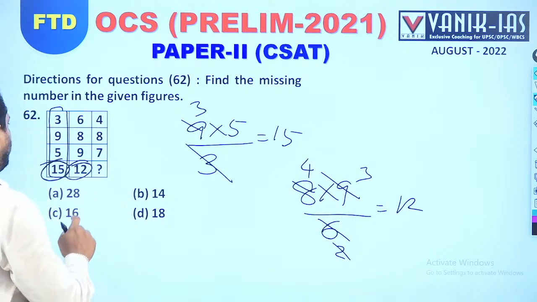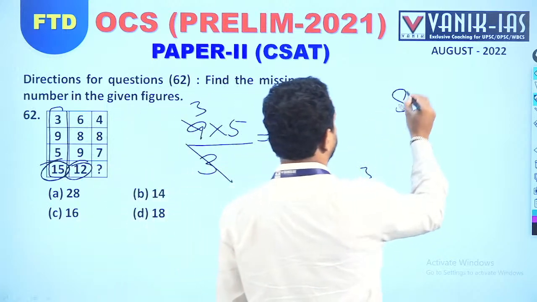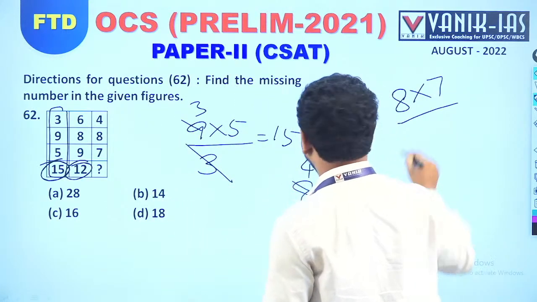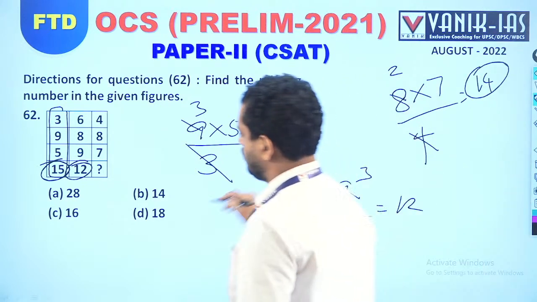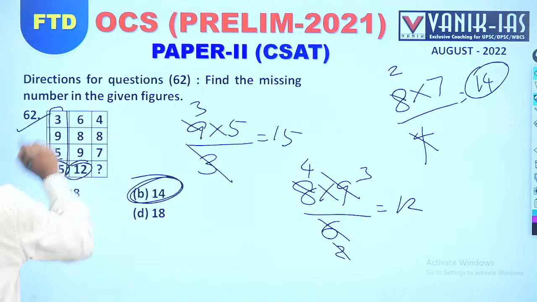Accordingly, we have to move to 8 7, 8 into 7 by 4. 4 2s are 8, 7 2s are 14. So 14 will be the correct answer.